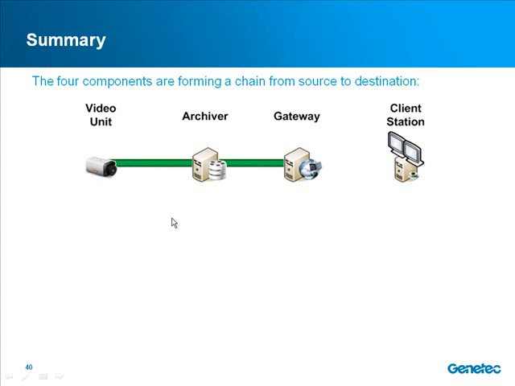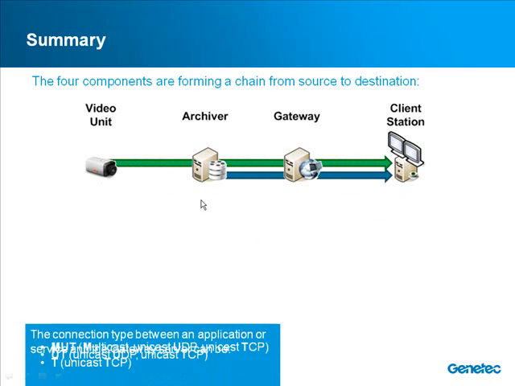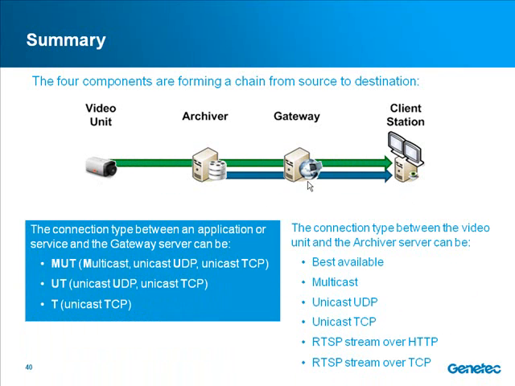In a live video scenario, the video stream starts at the video unit, goes to the archiver, then to the gateway, and finally to the client station. When sending archive video, the video stream starts at the archiver, and then goes to the gateway, and finally to the client application.